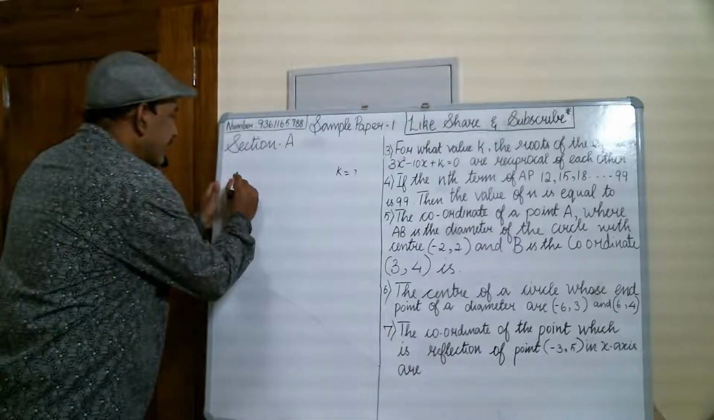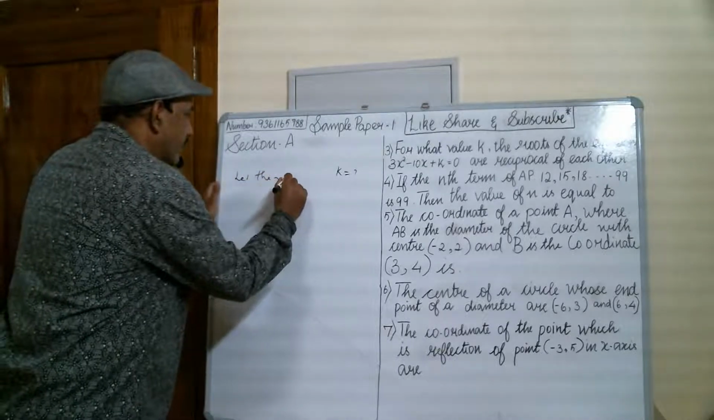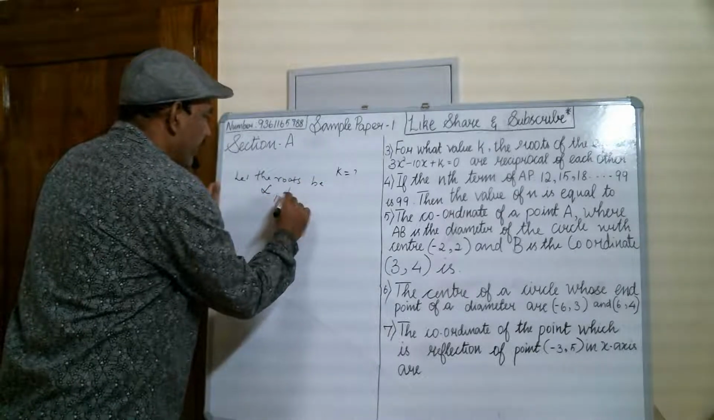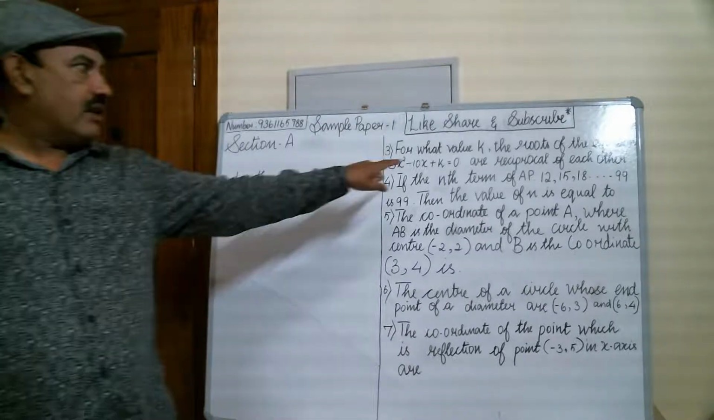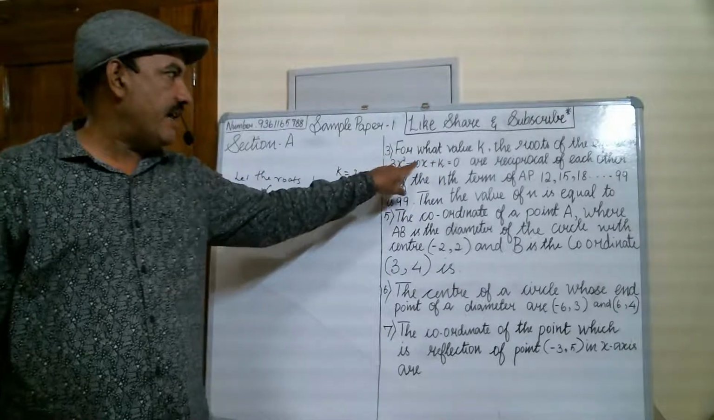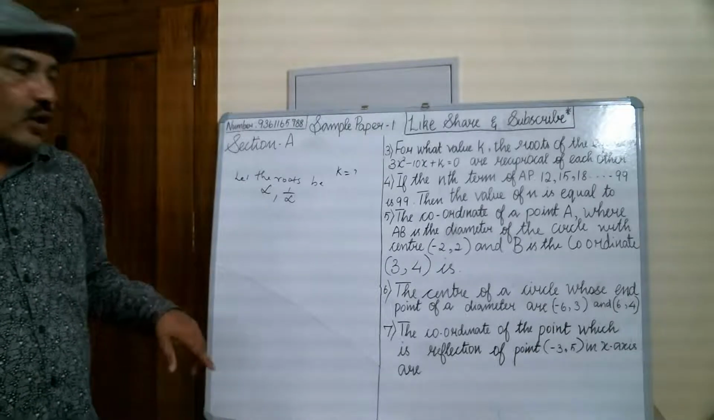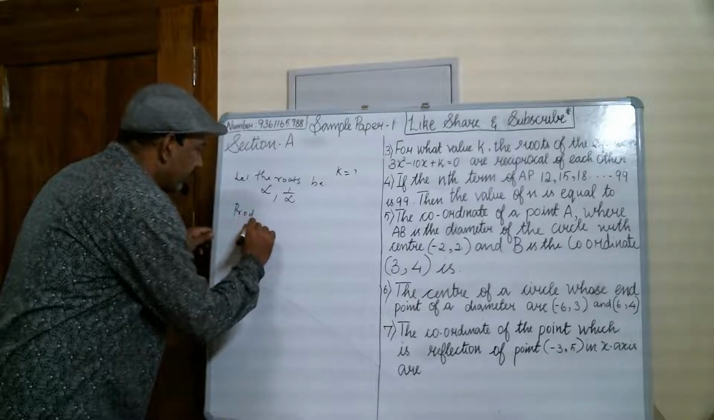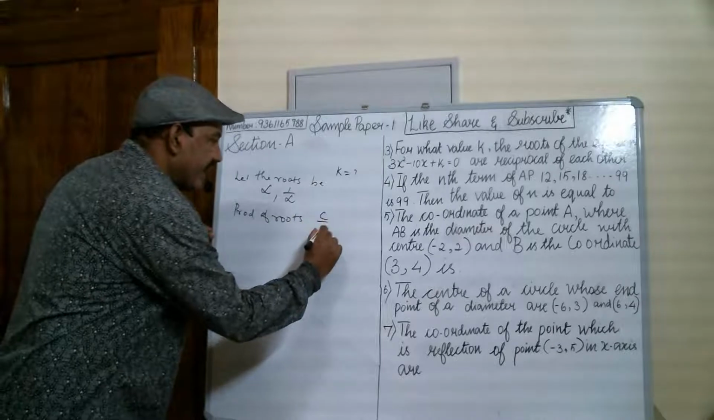So let the roots be alpha and 1 by alpha. And we are asked to find out the value of k. The k is coming in the third part, that is the constant part. So a is 3, b is minus 10, and c is k. So c comes in which formula? It comes in the product of the roots. So for the product of the roots, the formula is c by a.